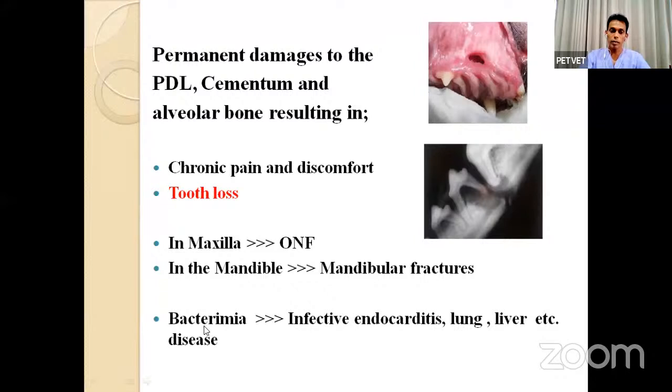And also the other damage that is caused by periodontal disease is bacteremia. When millions of bacteria are inside the oral cavity, millions will enter the bloodstream gradually at a very low level. So infective endocarditis, issues to the lungs, liver, all these things can happen when millions of bacteria enter the bloodstream, causing bacteremia daily.